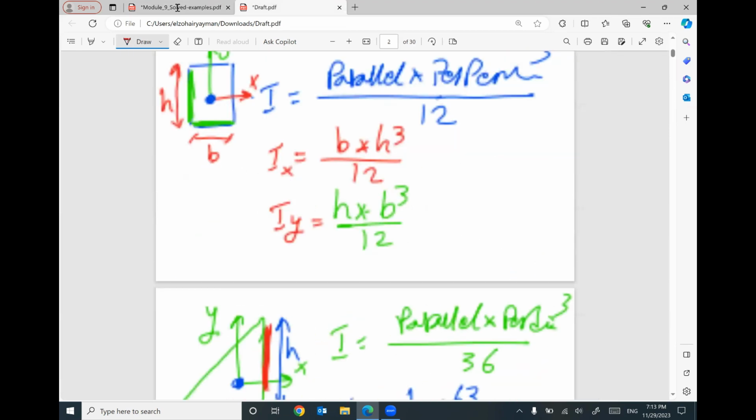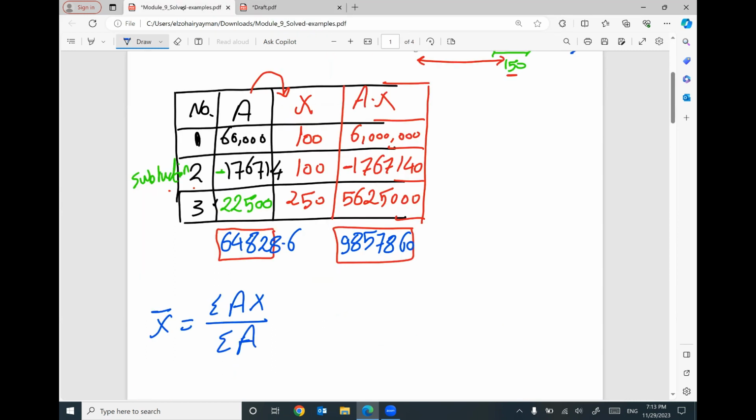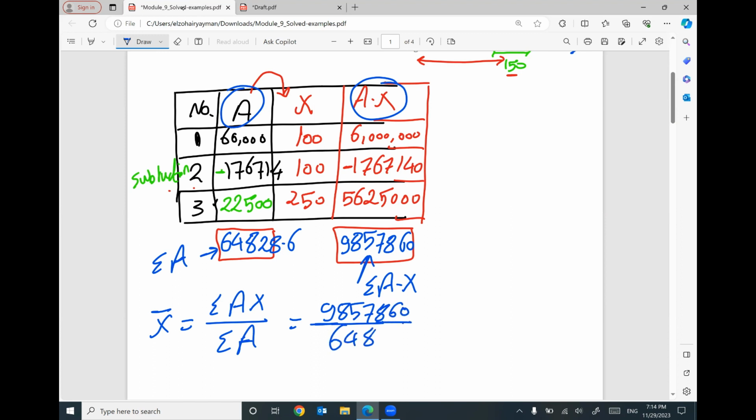This is the equation used to figure out the X bar for the centroid. Keep in your mind, this summation represents summation area because you are summing the column area. And this summation is summation area times X because you are summing area times X. So the numerator will be 9,857,860 divided by 64,828.6. So the X bar will be 152.1 millimeter.